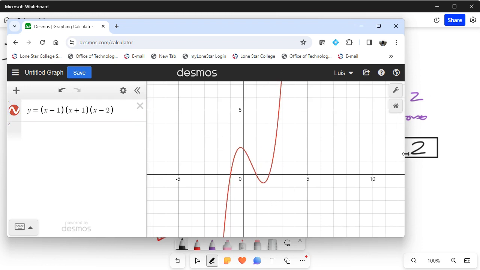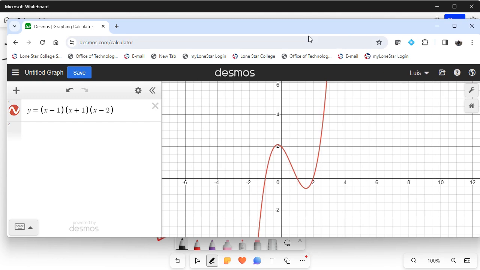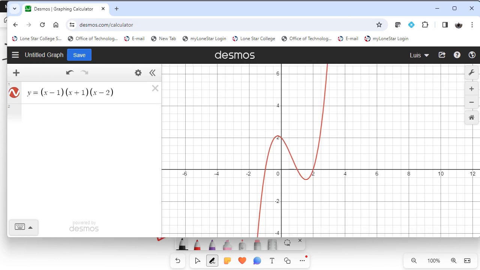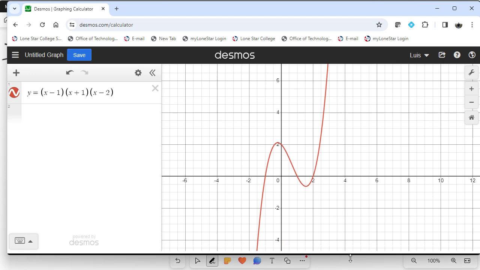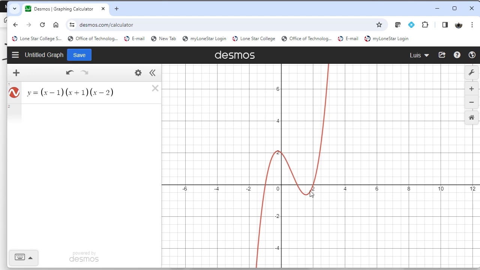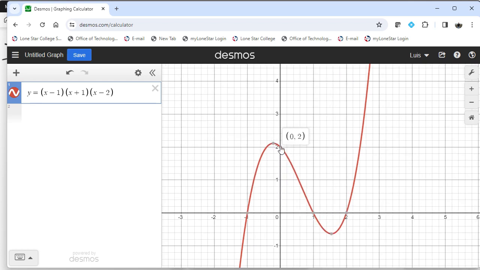For example, we have that the graph of our cubic polynomial falls to the left, and we see that it rises to the right. Now notice that if we click on here, here, and here, we have these x-intercepts. And sure enough, I was off on my sketch, where I see that the maximum is a little to the left of it, and the y-intercept is at (0, 2).